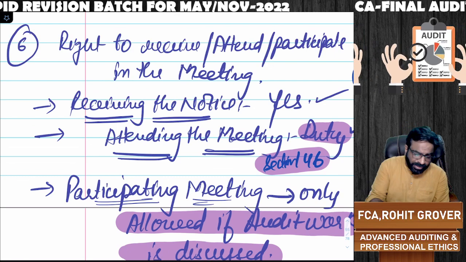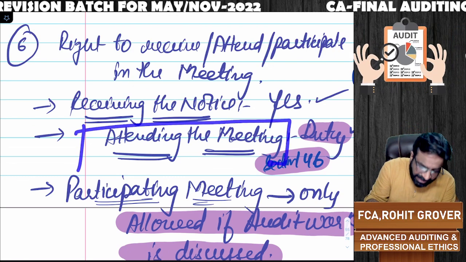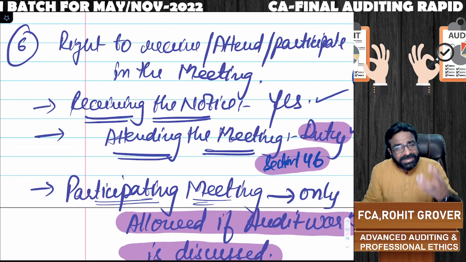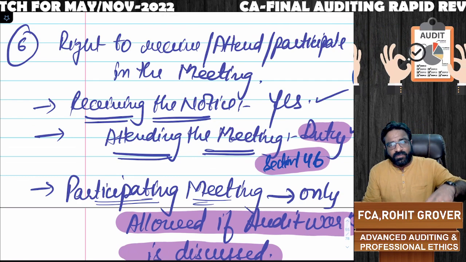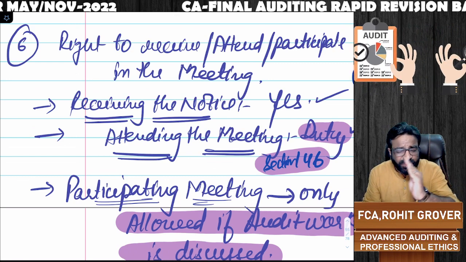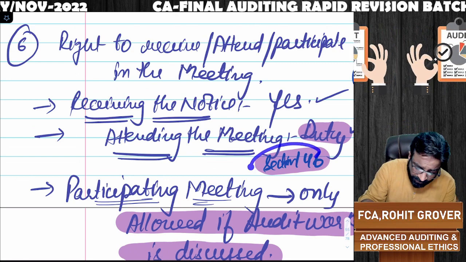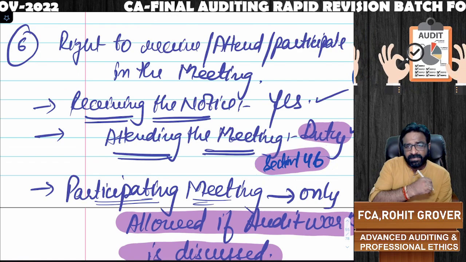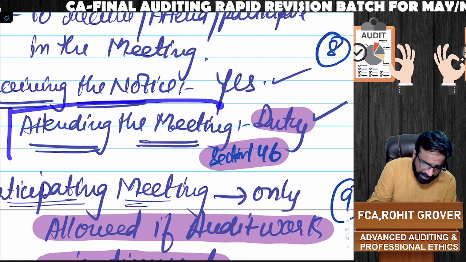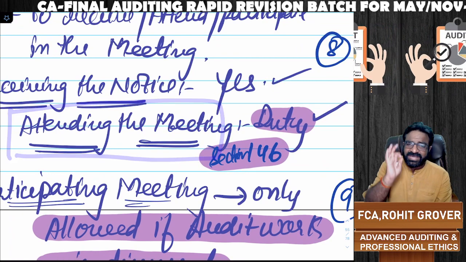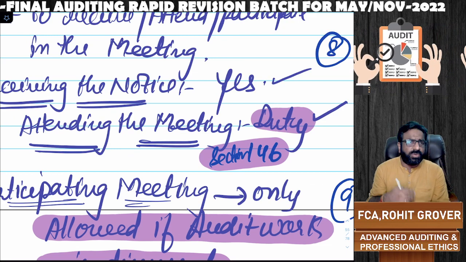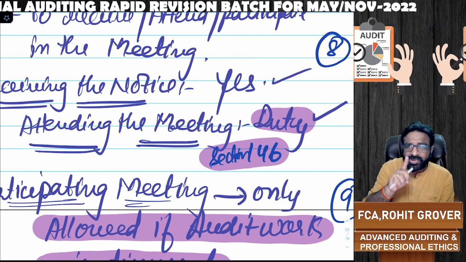After receiving the notice, attending the meeting is your duty. The right is only to receive the notice. Once you have received the notice, attending the AGM and EGM is your duty. That is what section number 146 is saying: attending the meeting for which you have received a notice is your duty. Sir, why is it a duty? It is my wish whether I want to go or not. No one can force me. No, you can't say like that.